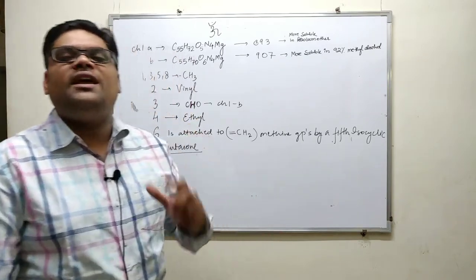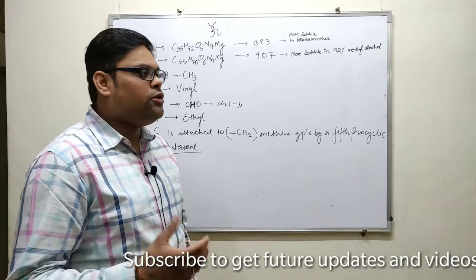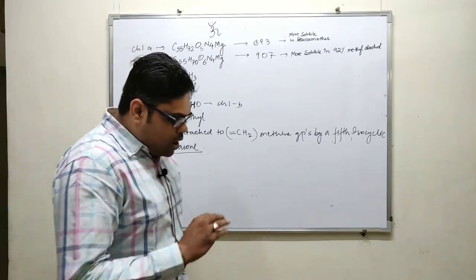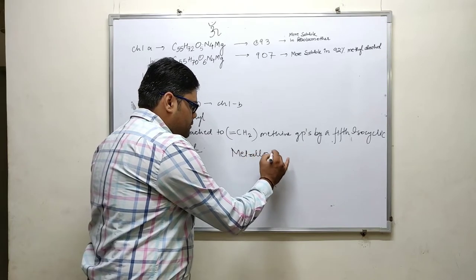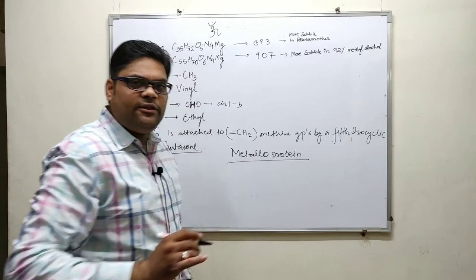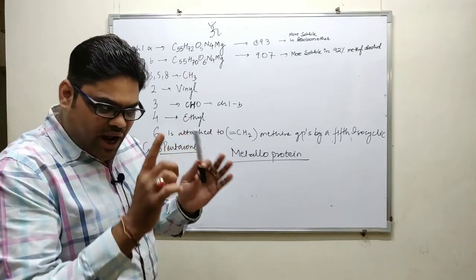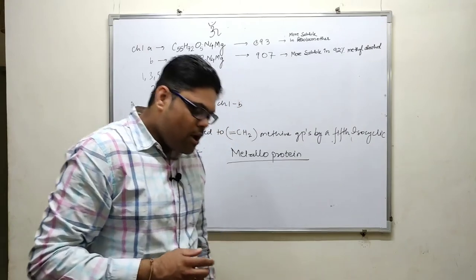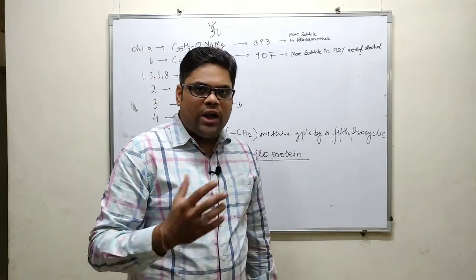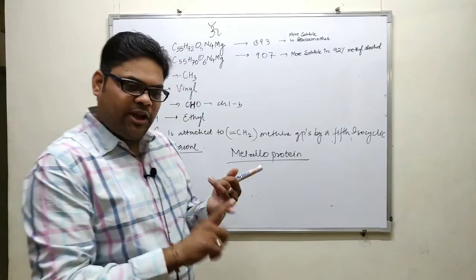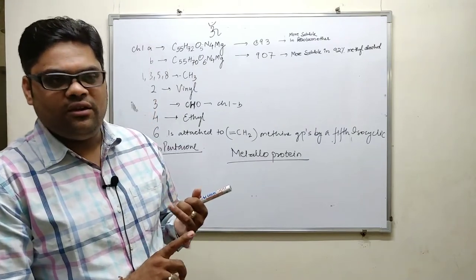So the basic difference between chlorophyll A and chlorophyll B is, see what exactly the chlorophyll molecule looks like. First I want to give you a brief description. Chlorophyll is a metalloprotein, a metallic protein, and in this metalloprotein, magnesium is the metal. Magnesium is surrounded by porphyrin rings, and these porphyrin rings basically have phytol and pyrrole rings. The magnesium is at the center and surrounded by porphyrin, so it is a magnesium porphyrin structure.